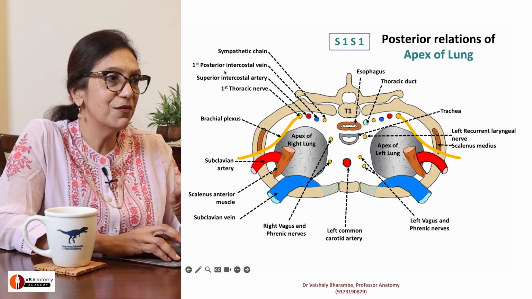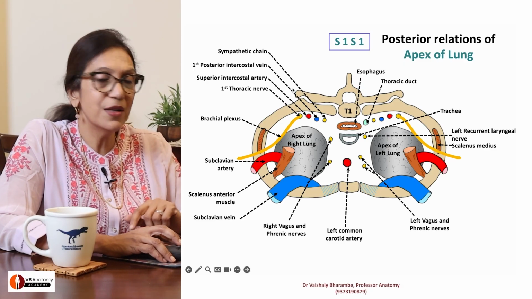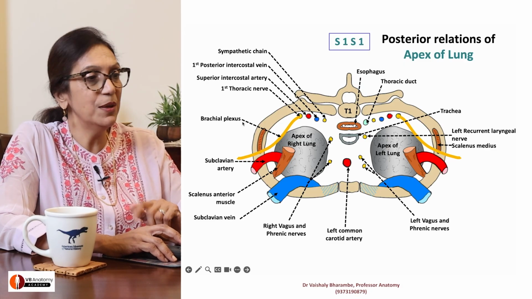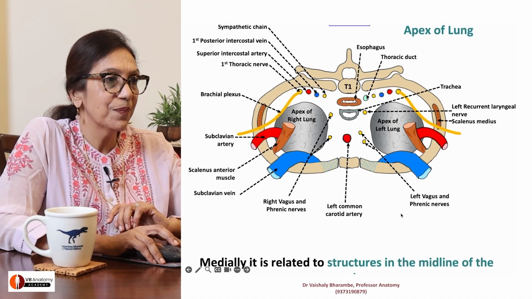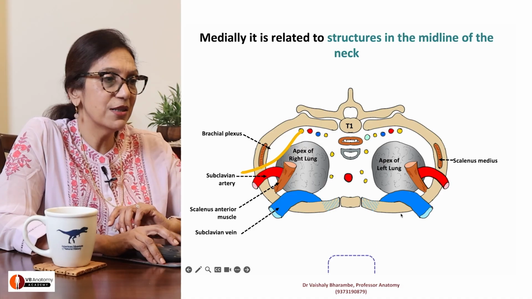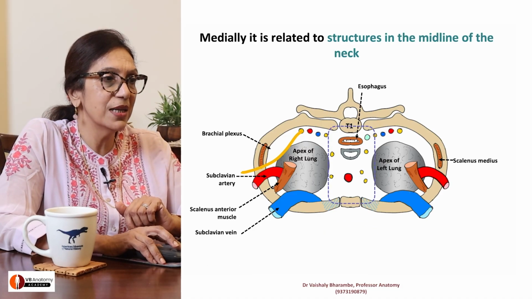Sympathetic chain, first posterior intercostal vein, superior intercostal artery, first thoracic nerve. S1, posterior relations of your apex of lung. What are the structures it's related to in the midline? These structures. So that means what are you seeing?